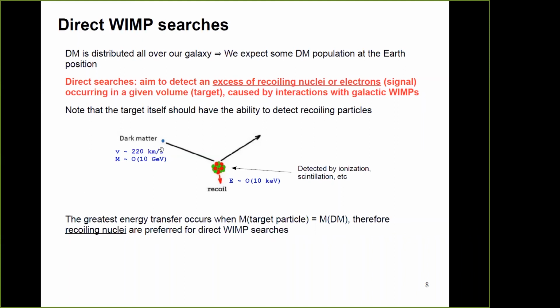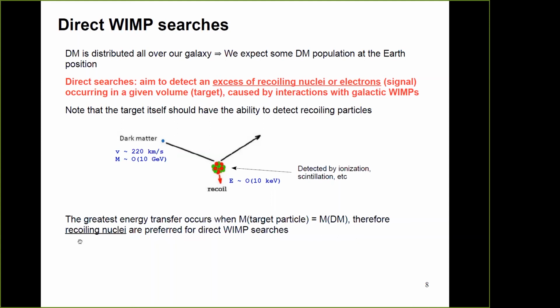Just to see what are the energies involved here, an assumption is that dark matter has of the order of 200 kilometers per second velocity. If we assume a WIMP of the order of GeV, then with those assumptions, the expected recoil energy for a nucleus is of the order of 10 keV, of the keV scale.